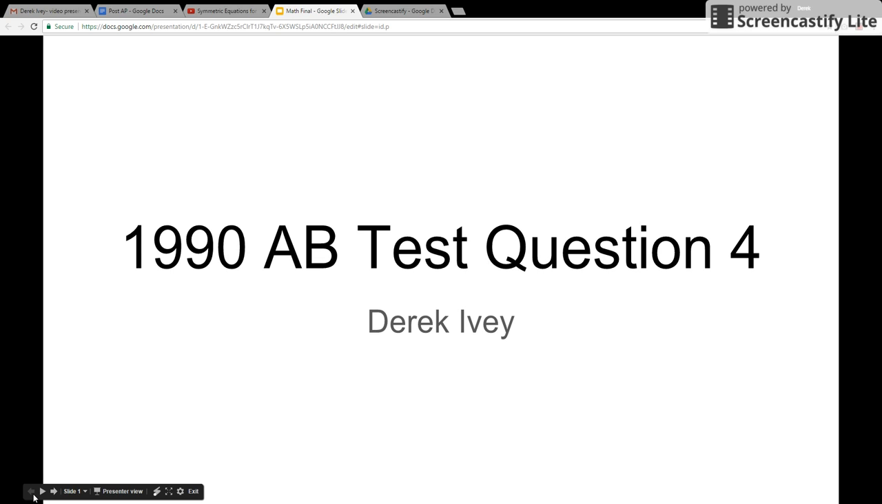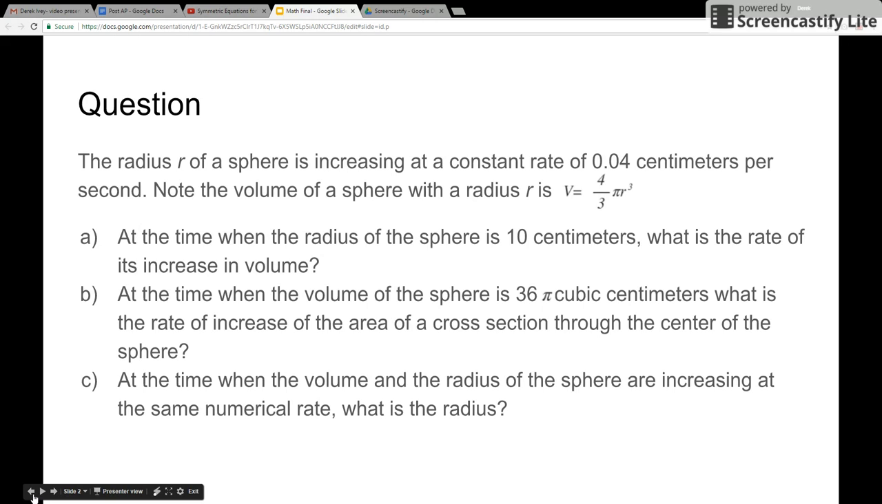So in this video, I'll be doing question 4 from the 1990 AP Calculus AB test. The question is, the radius r of a sphere is increasing at a constant rate of 0.04 centimeters per second. Note that the volume of the sphere with the radius r is 4/3 pi r cubed. Part A is, at the time when the radius of the sphere is 10 centimeters, what is the rate of its increase in volume?